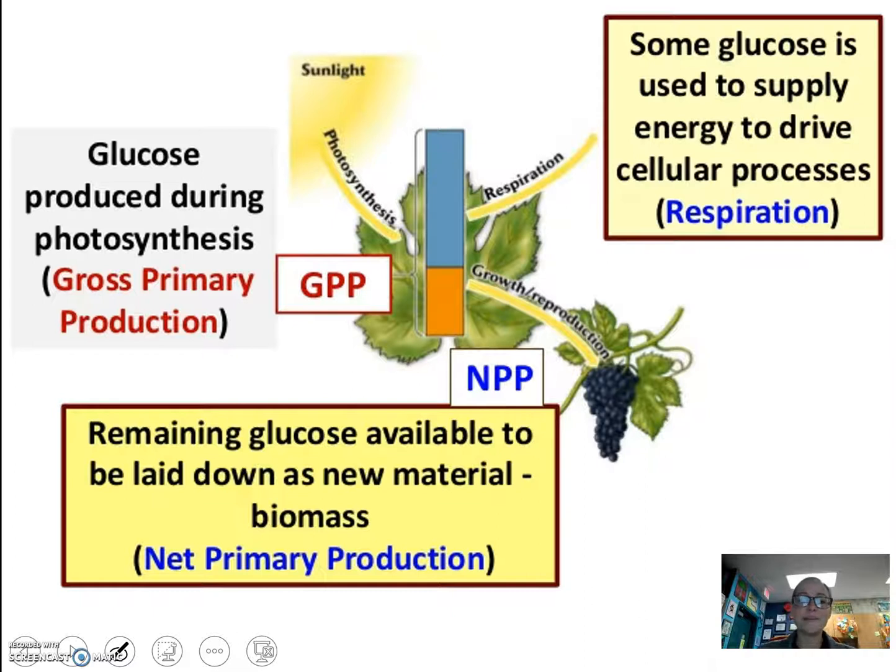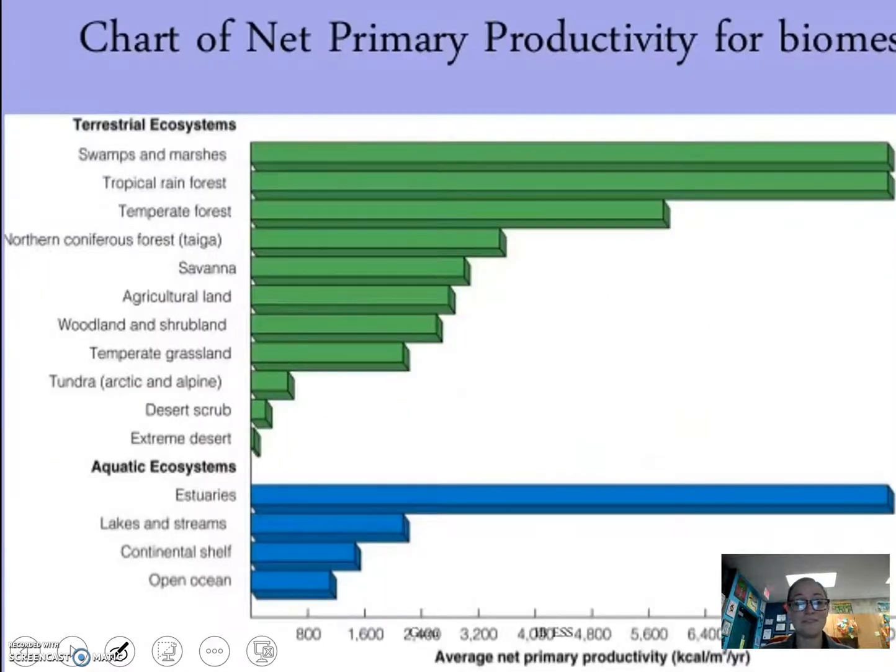So when we look at this diagram from the textbook, you can see gross primary productivity is all of the glucose produced during photosynthesis. But the plant's going to use some. They have mitochondria. They do respiration. They will break down some of this glucose. So whatever is left for the next trophic level for those herbivores or omnivores to eat and have energy for their survival, we call that net primary productivity.